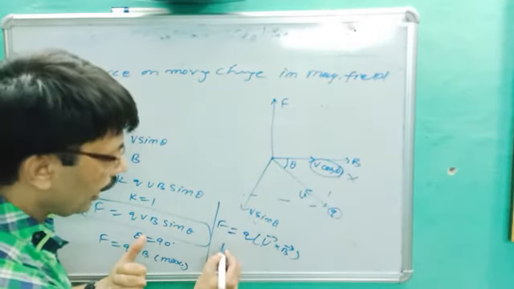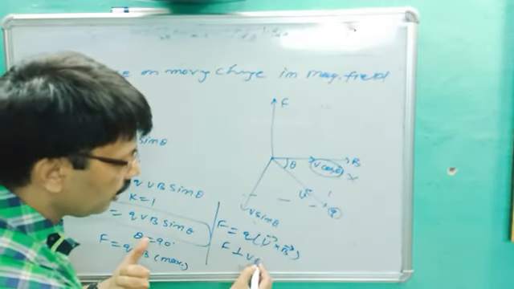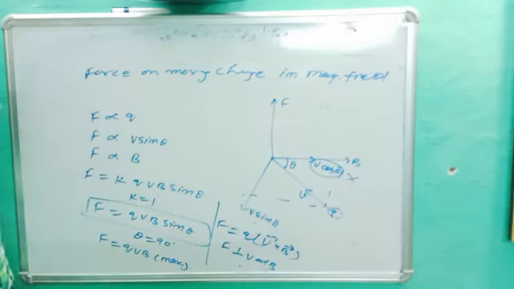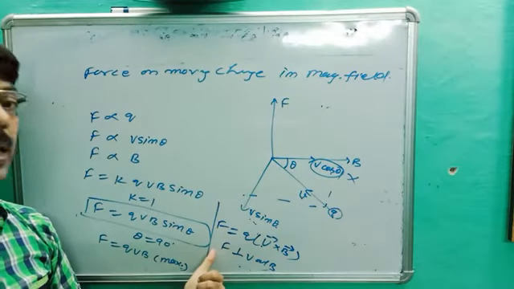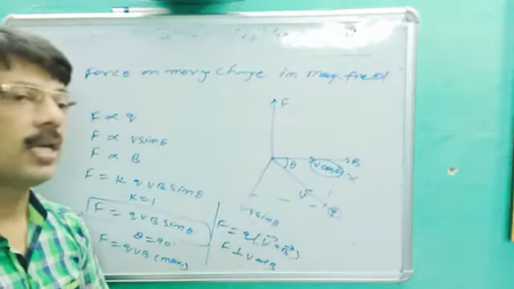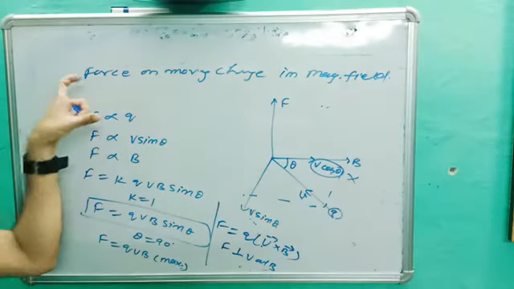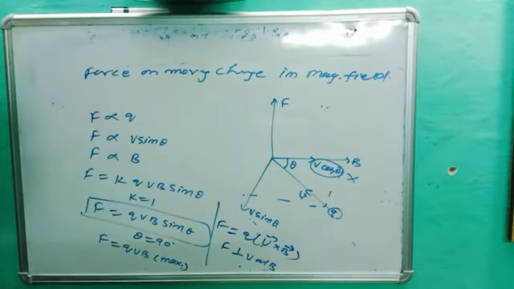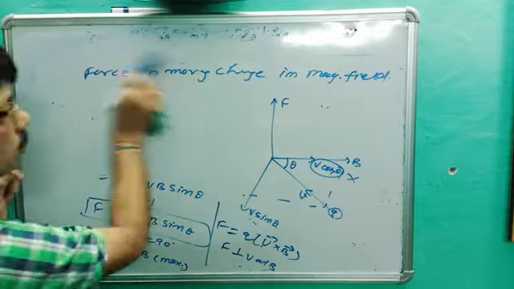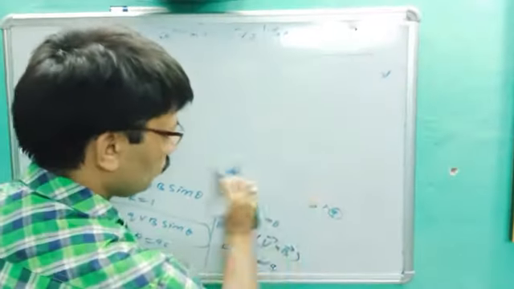It means F will be perpendicular to V and B. This is the meaning of this one. Force will always be perpendicular to V and B. So this is all about force on a moving charged particle. One more thing is there, that is called Lorentz force.